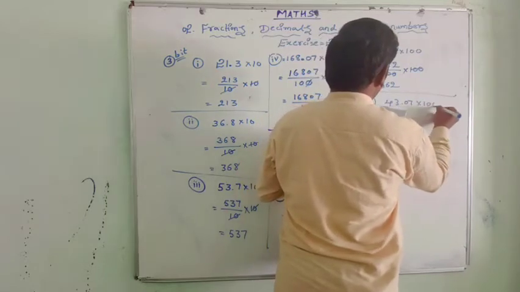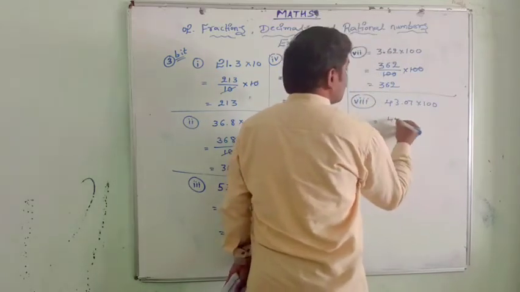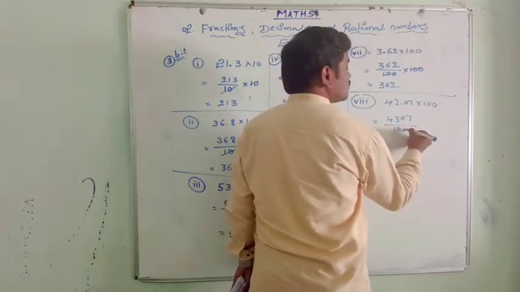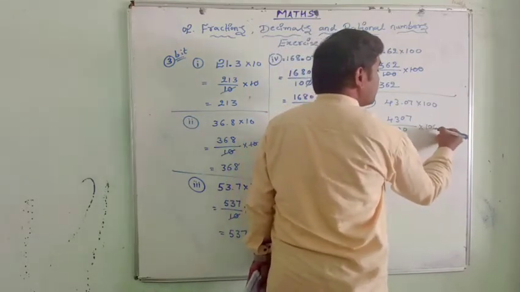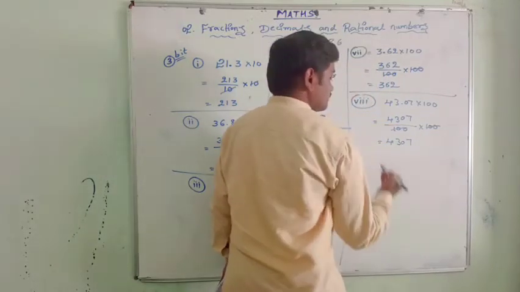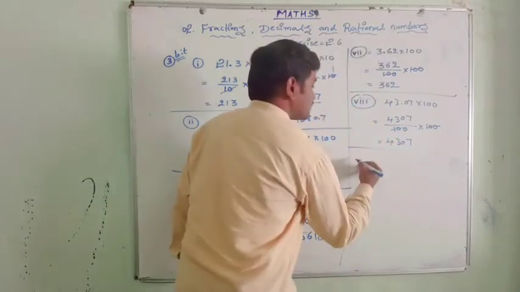Next, the 8th one. 43.07 into 100. So 4307 by 100, because after the decimal point there are 2 digits. So I will keep 100 here, into 100. The 100s get cancelled. 4307. So the 8th one is completed.